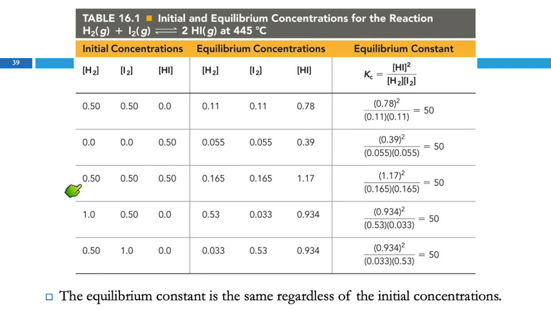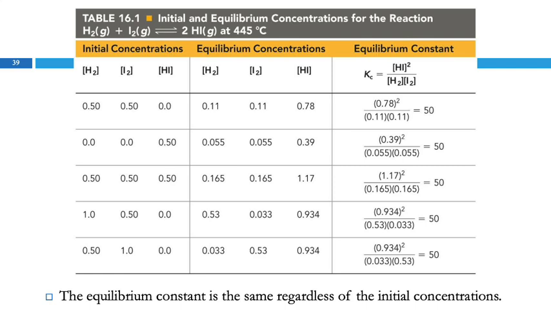Start with equal amounts of everything. End up with this, still 50. Twice as much of the first one compared to the second one, still 50. Twice as much of the second one compared to the first one, still 50. It's an equilibrium constant. At any given temperature, it will be the same no matter how much you started with. Any questions?